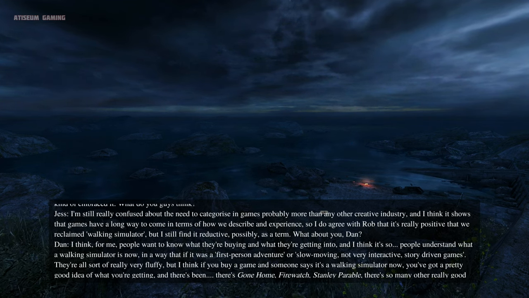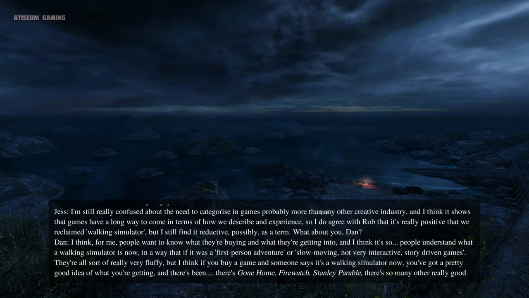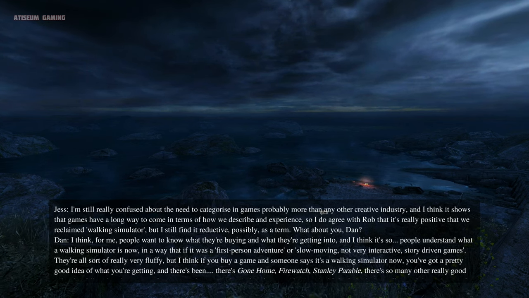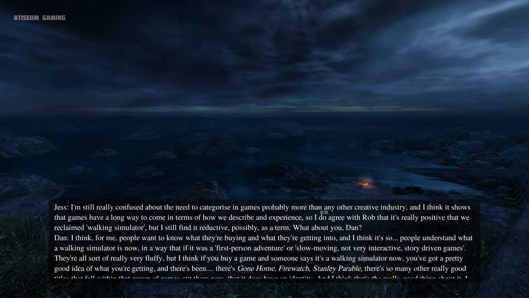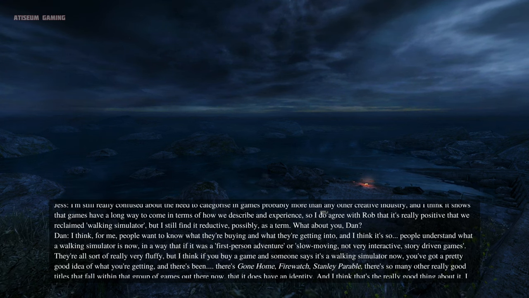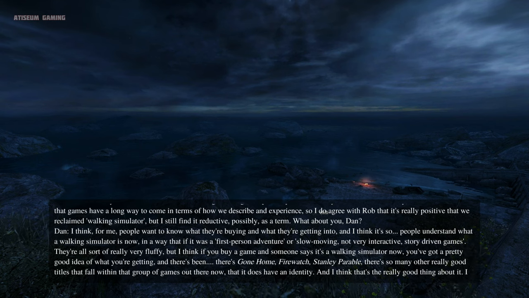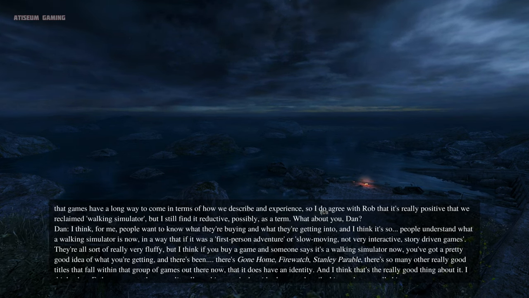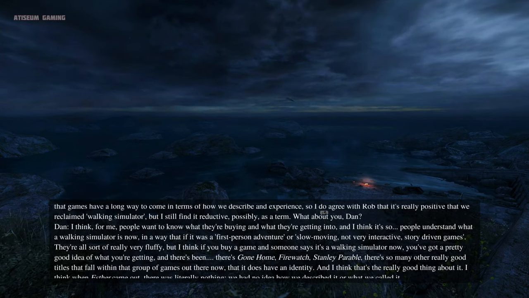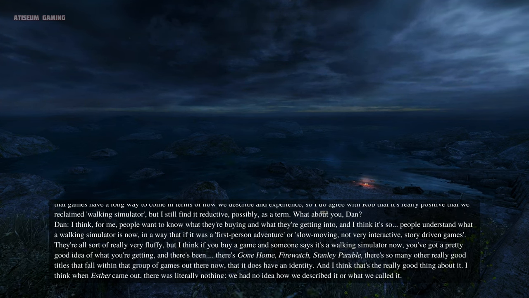I'm still really confused about the need to categorise in games, probably more than any other creative industry. And I think it shows that games have a long way to come in terms of how we describe an experience. So I do agree with Rob that it's really positive that we reclaimed Walking Simulator, but I still find it reductive, possibly, as a term.